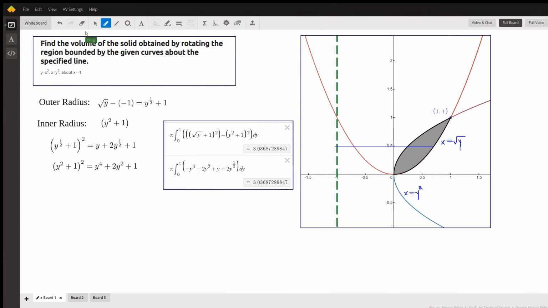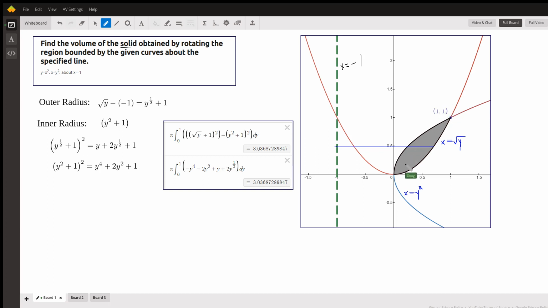Okay, there's two ways to find the volume of a solid. One is to use the washer method, one is to use the shell method. This page shows using the washer method where you have a typical washer perpendicular to the axis of revolution, which is this line x equals -1. And since we're dealing with horizontal distances, we'd like these functions to be written for x in terms of y.